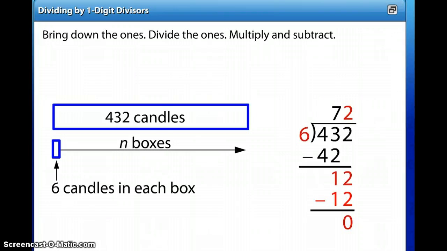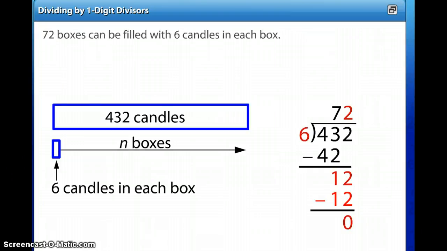Okay, so does 6 go into 12 equally? Yeah, it goes in 2 times. So you place that 2 above your ones in your quotient. And it goes in evenly, so we end up with 0 left over, which means we do not have a remainder. 72 boxes can be filled with 6 candles in each box. Ellie Williams, what does that 72 represent? The number of boxes. Good job.